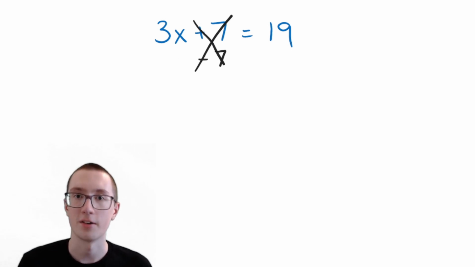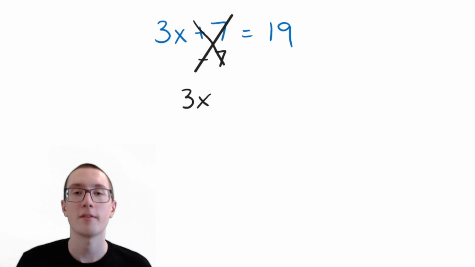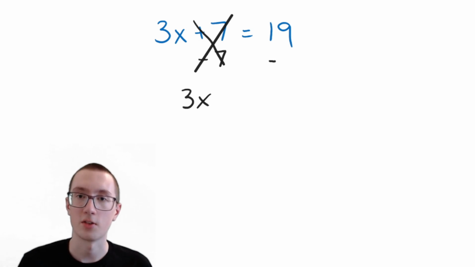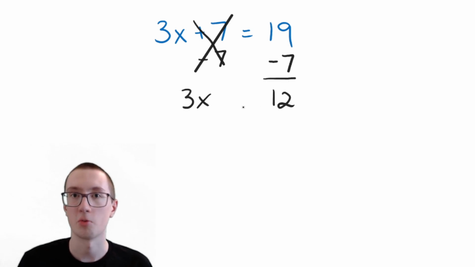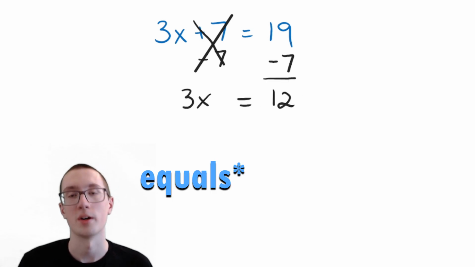That cancels these out, because plus 7 and minus 7 cancel each other out. And you're left with 3x. We don't have to do anything to the 3x because the plus 7 is its own separate term. The 3 is more attached to the x, so we want to get rid of that last. So as always, we need to subtract 7 on the other side as well, because we have to do it to both sides. 19 minus 7 is 12, and so right now we have 3x equals 12.